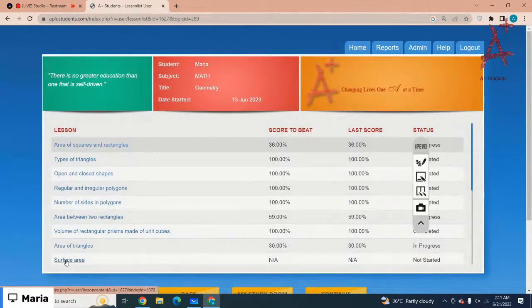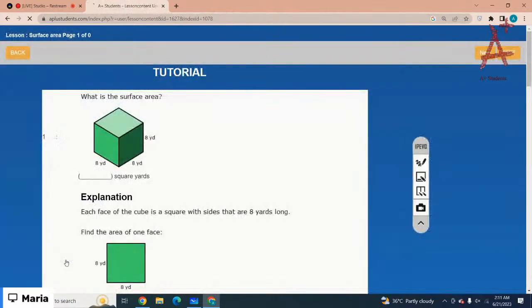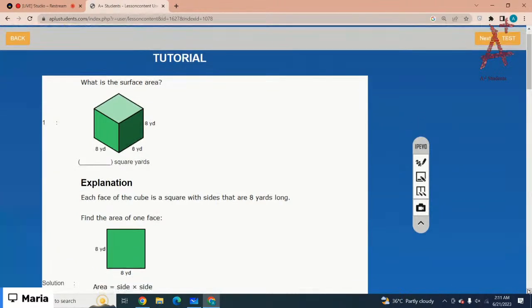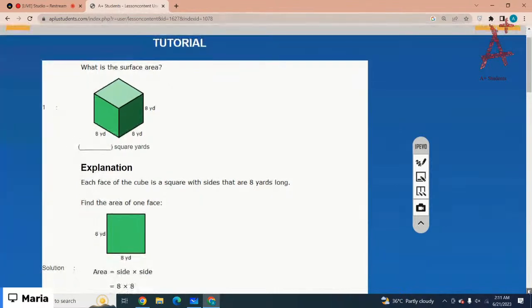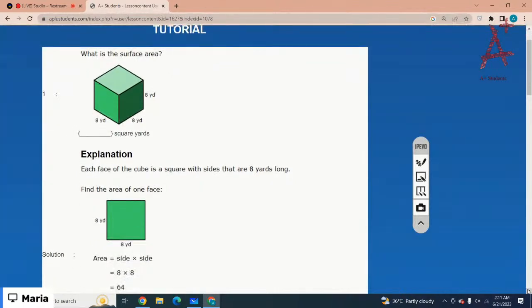The next one is surface area. Let's just start with the next lesson. Let's start with the first example. What is the surface area? You are given a cube, you have to calculate the surface area of the cube.